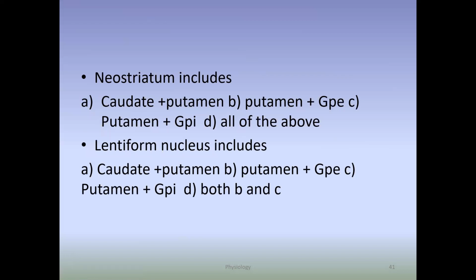So this is about the basal ganglia. In the next lecture, we are going to start the cerebellum, again one of the important components which helps to regulate muscle tone and various voluntary movements.